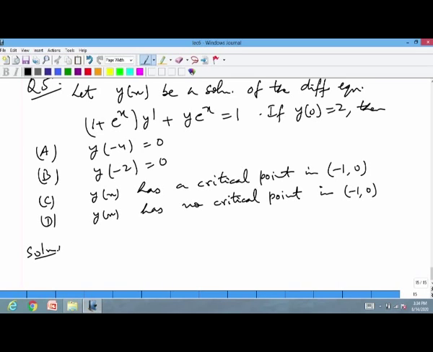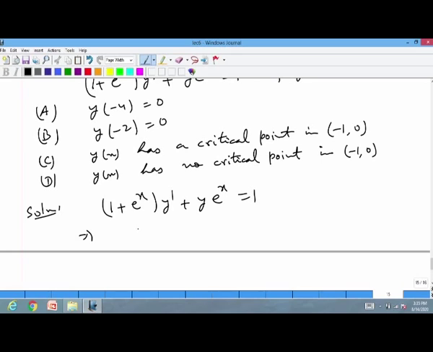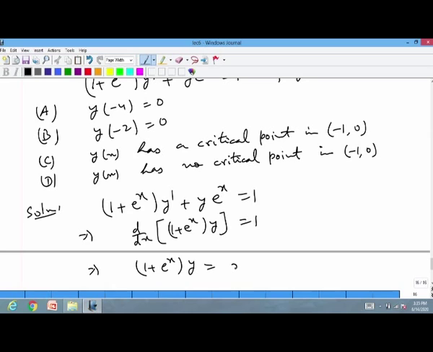So, first we will solve this differential equation. (1 + e^x) y' + y e^x = 1 is the derivative d/dx of (1 + e^x) times y. This gives (1 + e^x) y' + y times the derivative of (1 + e^x), which is e^x, and this implies (1 + e^x) y = x + c.